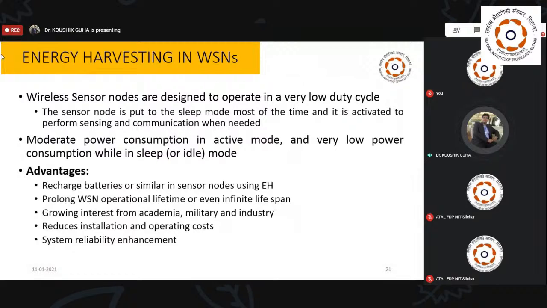So what are the advantages? Rechargeable batteries are replaced in sensor nodes using energy harvesting. It prolongs the wireless sensor node operational lifetime, or even gives an infinite lifespan. There is growing interest from academia, military and industry. Then it reduces installation and operating cost, and enhances system reliability. So there are a lot of advantages of this energy harvesting technology that have already been proved, and lots of people are also talking about that, to implement energy harvesting technology for powering the wireless sensor nodes.